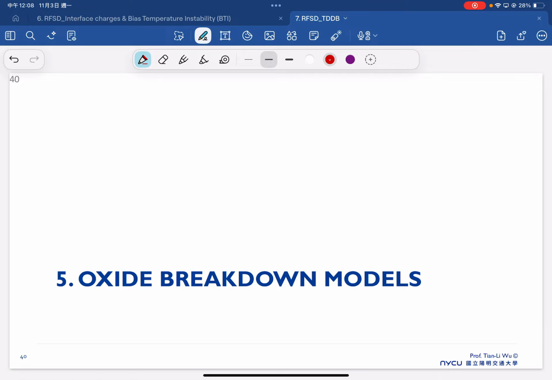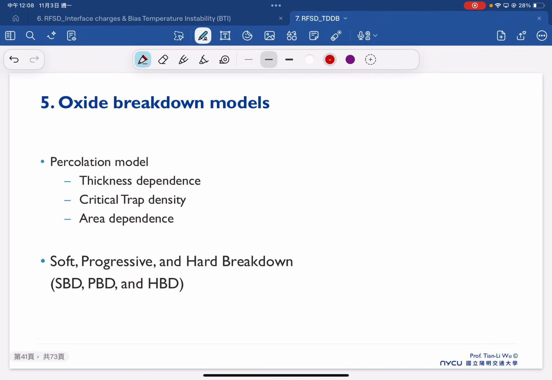So regarding the oxide breakdown model, here we have seen that there's a certain understanding for the population model. The population model here, we have seen that is related to the thickness dependency, the critical trap density, and also the area dependency. This is all in the previous lectures, where we have seen the dielectric breakdown has a thickness dependency, has a critical trap dependency, has an area dependency. That's why in the end we propose the population model. Later we will talk about the population model.